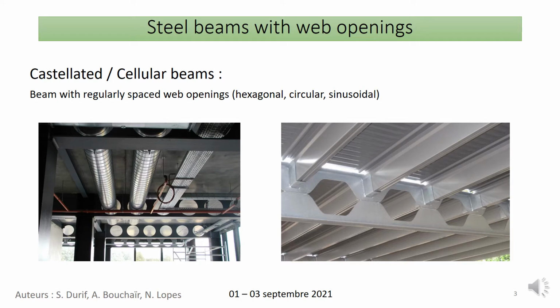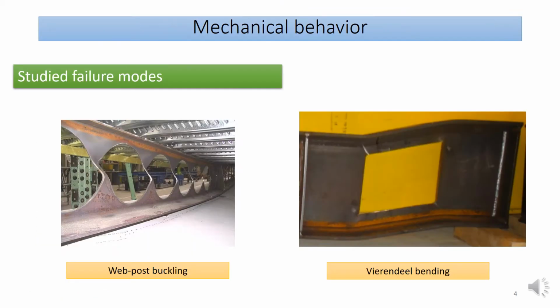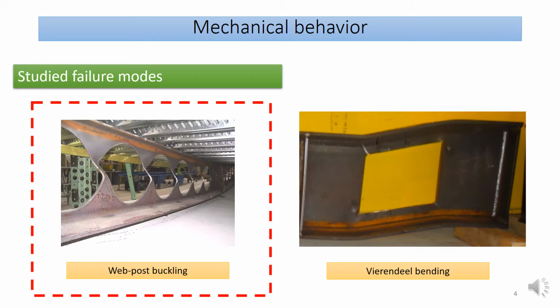In those areas, we are particularly interested in two failure modes: the web post buckling at the left and the Vierendeel bending at the right. In our case, we are specifically interested in the web post buckling. However, we will see that this failure mode is very linked to the Vierendeel bending.